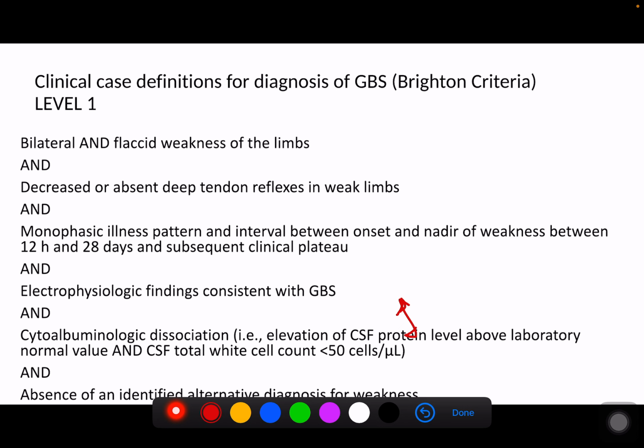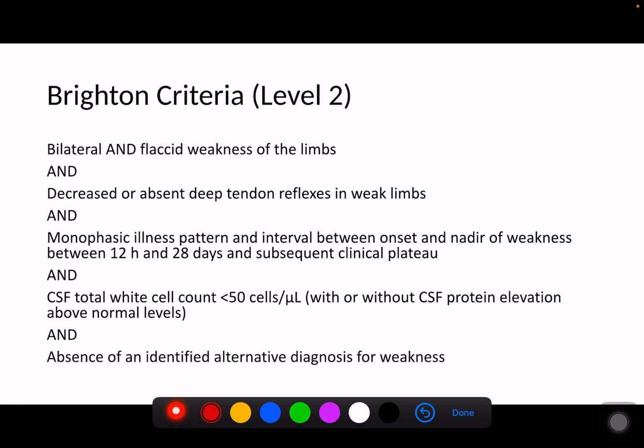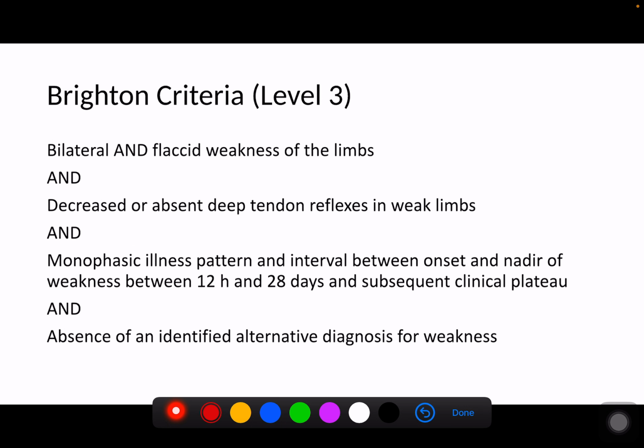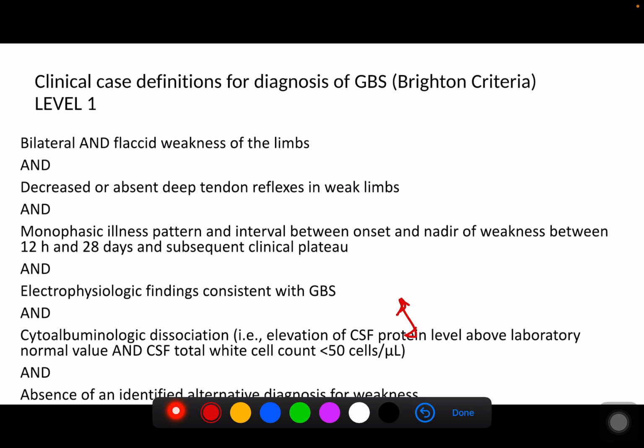There is something known as the Brighton criteria, a very, very important criteria, for Guillain-Barré syndrome.